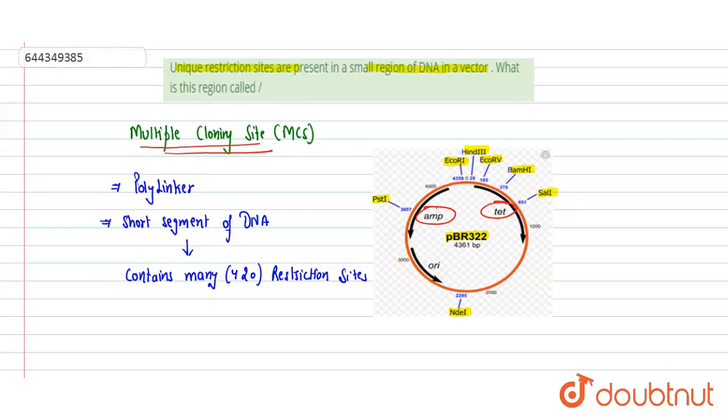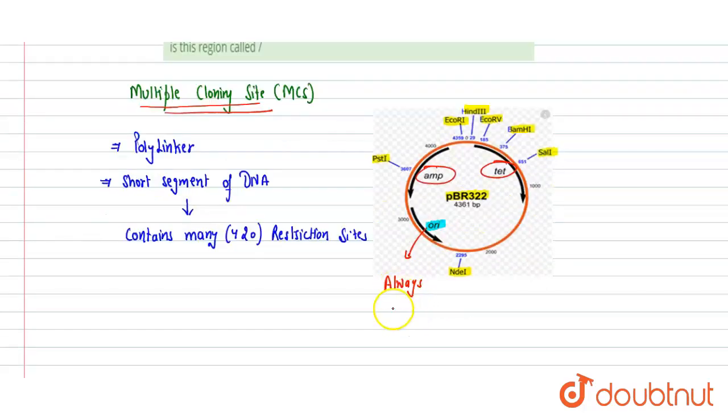It can't be present, because if the ORI contained any restriction site, that would cut the DNA and disrupt the major characteristic of the vector, which is to replicate independently. So the ORI, that is the origin of replication, can never have any restriction site. The rest, such as the selectable markers, can have them.